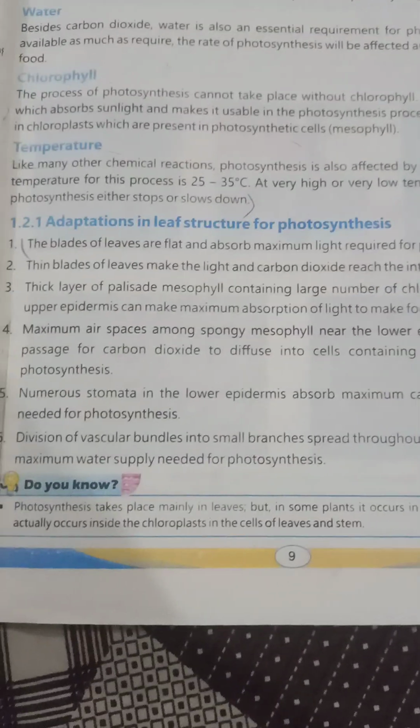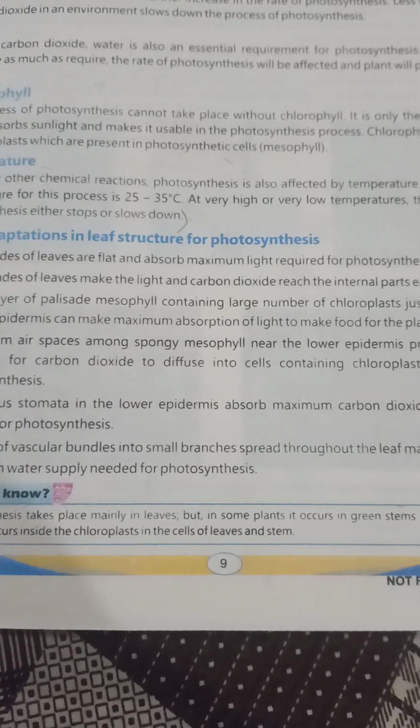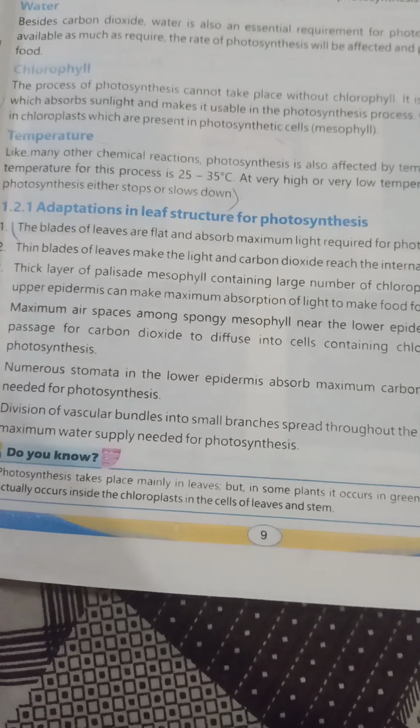Adaptations in leaf structure for photosynthesis. Number 1. The blades of leaves are flat and absorb maximum light required for photosynthesis. Number 2. Thin blades of leaves make the light and carbon dioxide reach the internal parts easily. Number 3. A thick layer of palisade mesophyll containing a large number of chloroplasts just beneath the upper epidermis can make maximum absorption of light to make food for the plant.